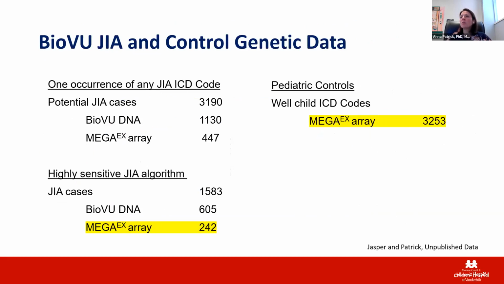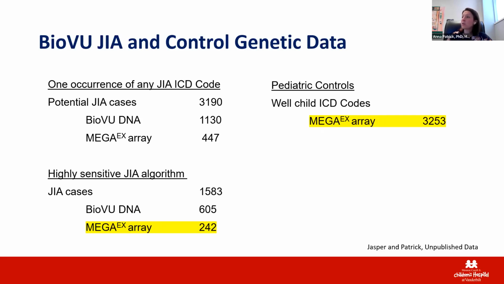So here we are taking the algorithm that we use to identify JI cases from the EHR, and on the left top is a very broad definition of JI, where you look for any chart that had any JI ICD code appear at least once, and we found how many of these cases had BioView DNA available and how many of them already had MegaX array available. We then, if you look down below that on the left, used the highly sensitive JI algorithm, where we had a more tightly and well-defined JI cohort, and then identified BioView DNA available and found that we had 242 cases that already had MegaX array data.